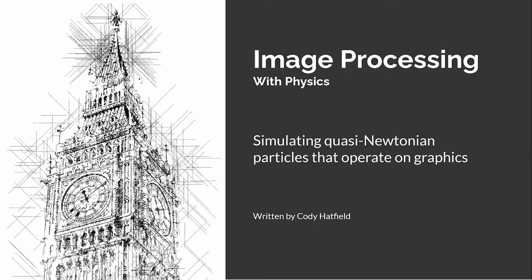So today I will be giving y'all a lecture about this cool little technique that I've been playing around with lately, which is very related to the title of this lecture, which is image processing with physics. We're basically going to be simulating a sort of quasi-Newtonian physics system and put a bunch of particles in that system, and we're going to get some pretty cool results, as you can see by the clock tower image on the left, which was generated with this process.